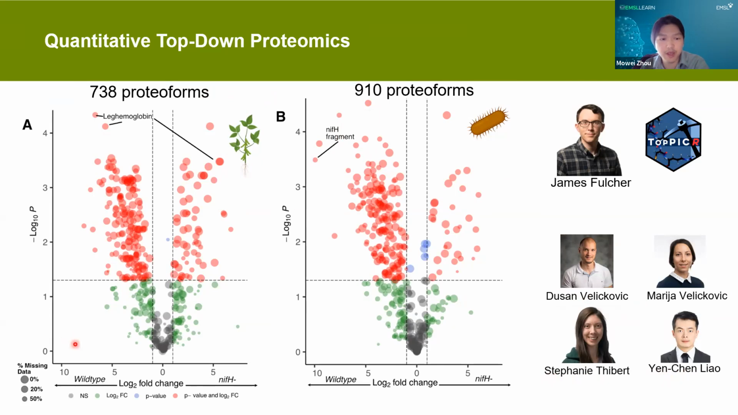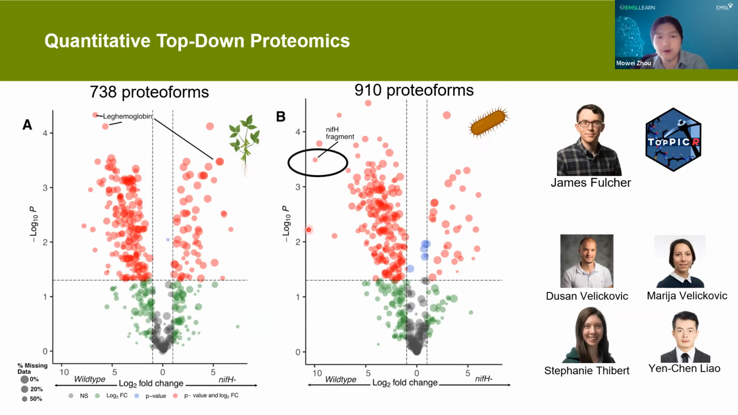In this plot, we have the higher abundance proteoforms in the wild type on the left, and the higher abundance proteoforms for the mutant on the right. We separated the plant proteins from the bacterial proteins and normalized them separately, because the ratio of the protein seems to be changing a little bit between the wild type and mutant. So this is a more fair comparison for the change within the plant proteoforms and also within the bacterial proteoforms.